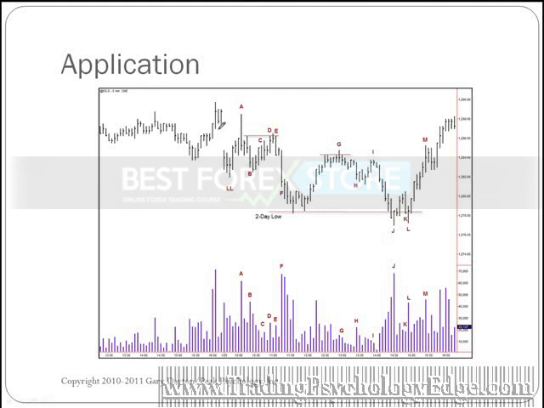Same thing, we gap open here. This was the other day. We make a lower low below the low of this afternoon low from the day before.